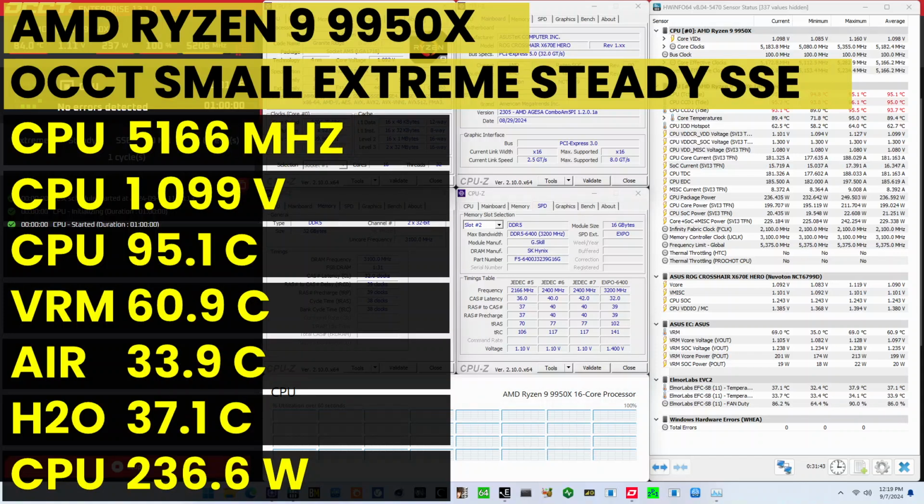When running the OCCT CPU SSE stability test, the average CPU core effective clock is 5166 MHz with 1.099 volts. The average CPU temperature is 95.1 degrees Celsius. The average CPU package power is 236.6 watts.